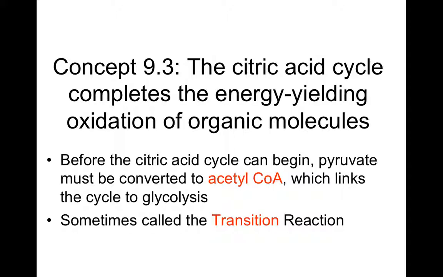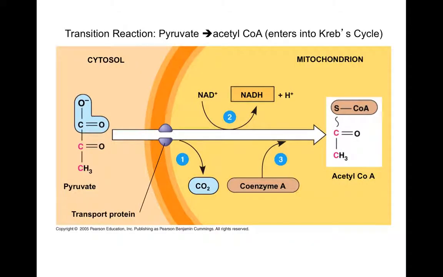This form is referred to as acetyl-CoA, and this will link glycolysis to the Krebs cycle. Sometimes this reaction is referred to as the transition reaction. In this diagram, we can see that the transition reaction will include pyruvate being converted to acetyl-CoA that will then be able to enter into the Krebs cycle. The pyruvate located in the cytosol was produced by glycolysis and needs to be transported into the mitochondrion.